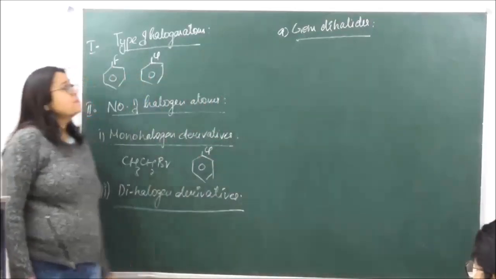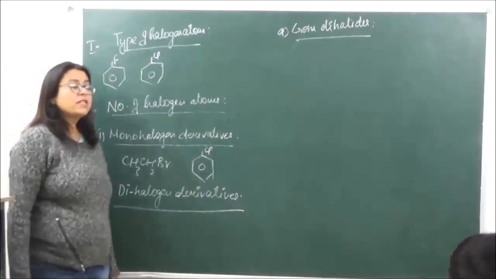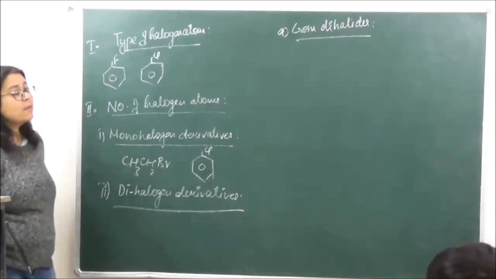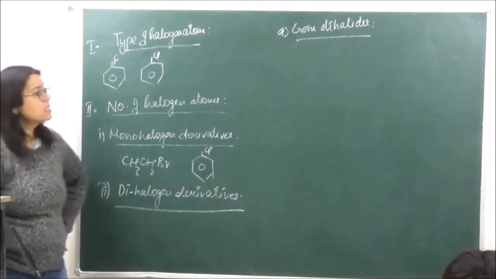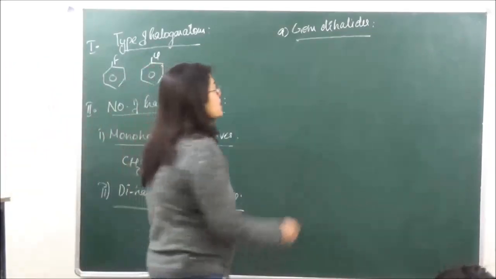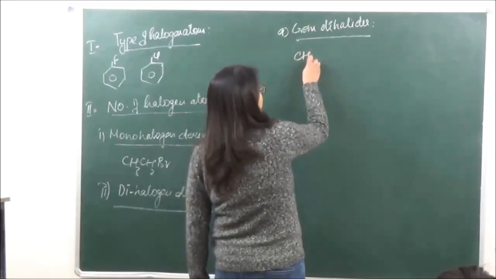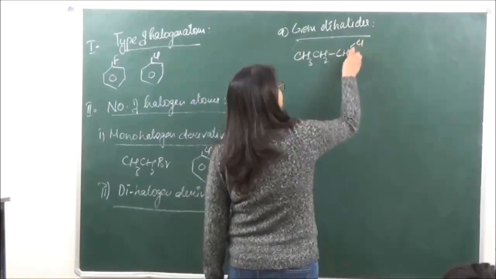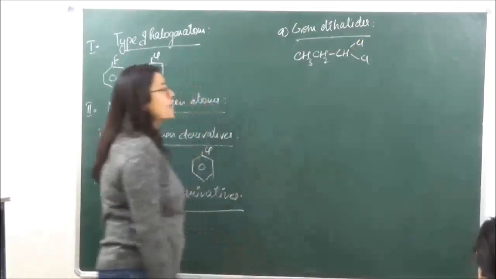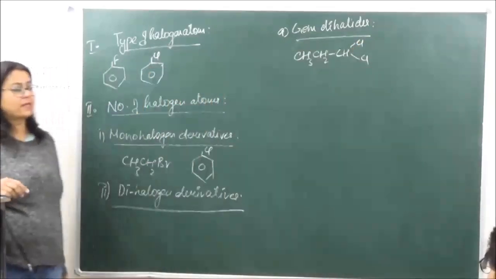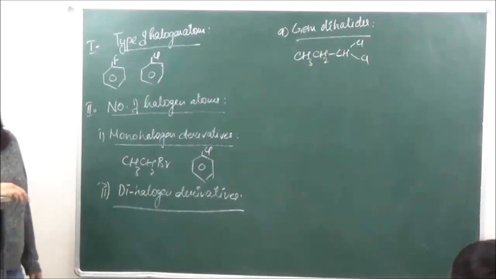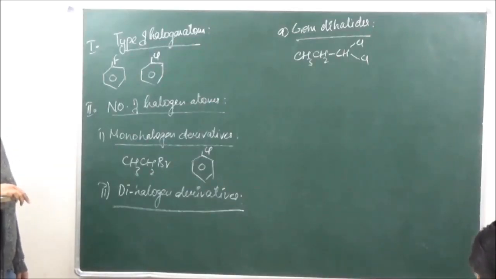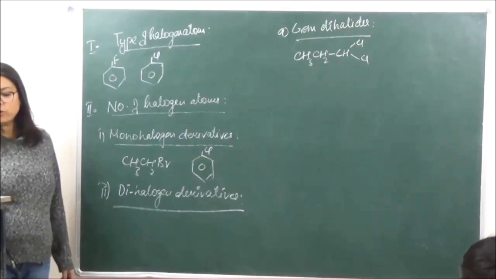Gem dihalides means when the halogens are attached to the same carbon atom, both the halogens in this case will be attached to the same carbon atom. जैसे हमारे पास आ गया CH3, CH2, CH, Cl and Cl. This is 1,1-dichloropropane.